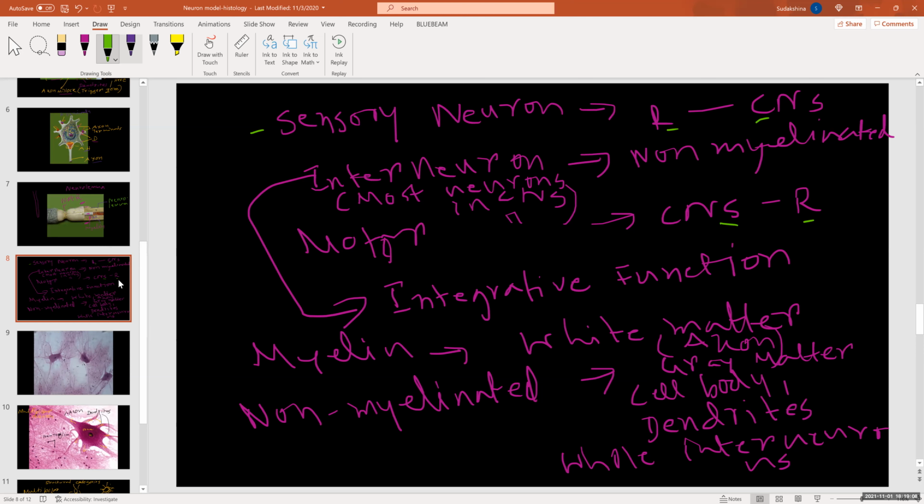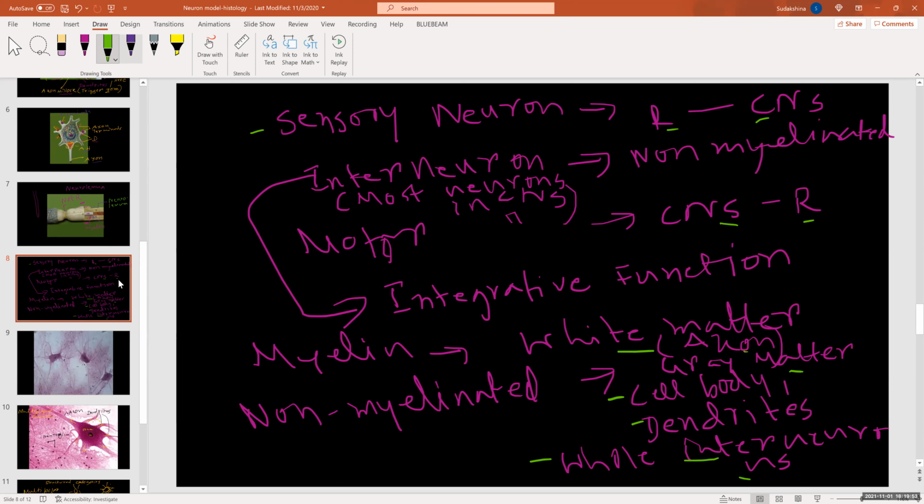Okay. Myelin is a lipid. So when myelin is present, it makes it look white. So when we say white column, gray horn, we just learned for spinal cord, white matter, gray matter. White matter is anything that's myelinated, meaning axon. Axon is the only part of a neuron that's myelinated. Gray matter is basically parts of a neuron or neurons that are not myelinated, which would be cell body, dendrites. Cell body is never myelinated, dendrites never myelinated, and whole interneurons are never myelinated.